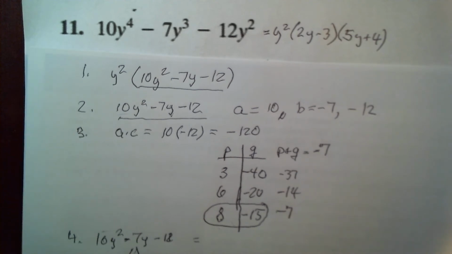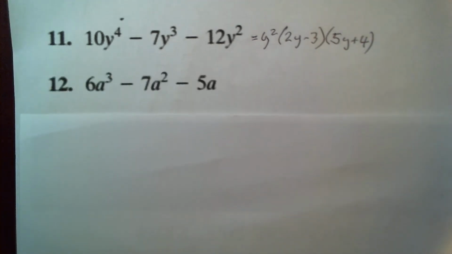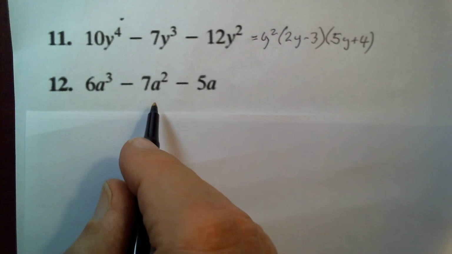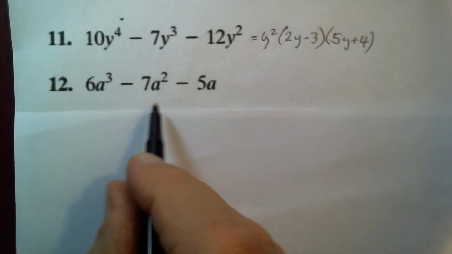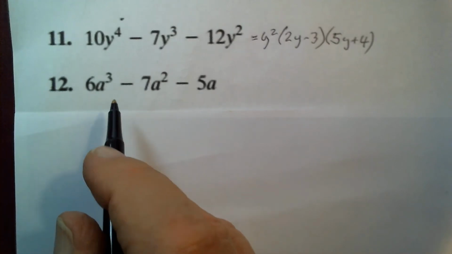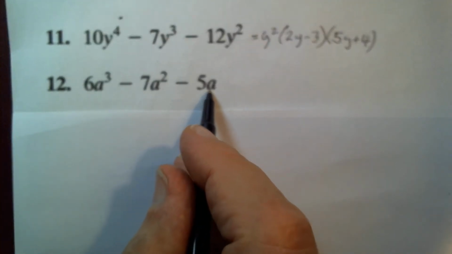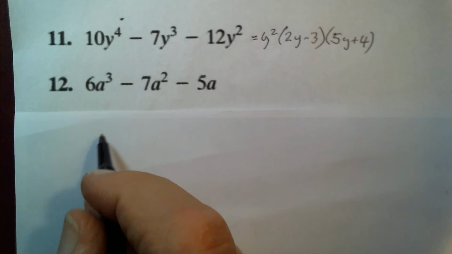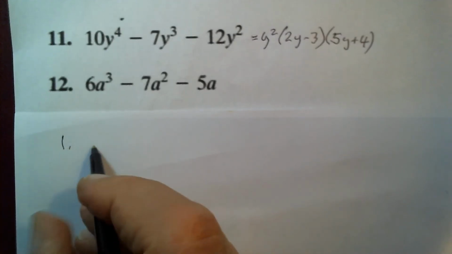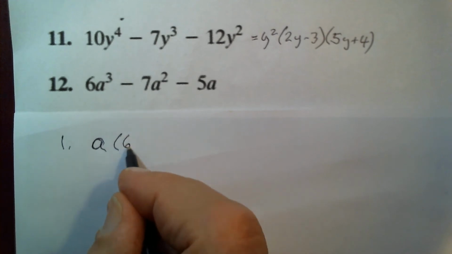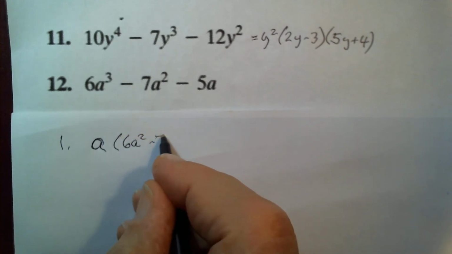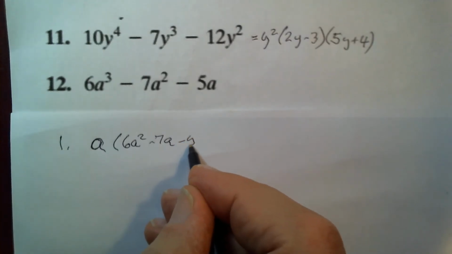So all it really takes is a little bit of practice. The next trinomial is 6a to the third minus 7a squared minus 5a. And again, among the coefficients, there are no common factors, but for the variable, a is common to each term. So that means step 1 is we can factor out an a. So a times 6a squared minus 7a minus 5.